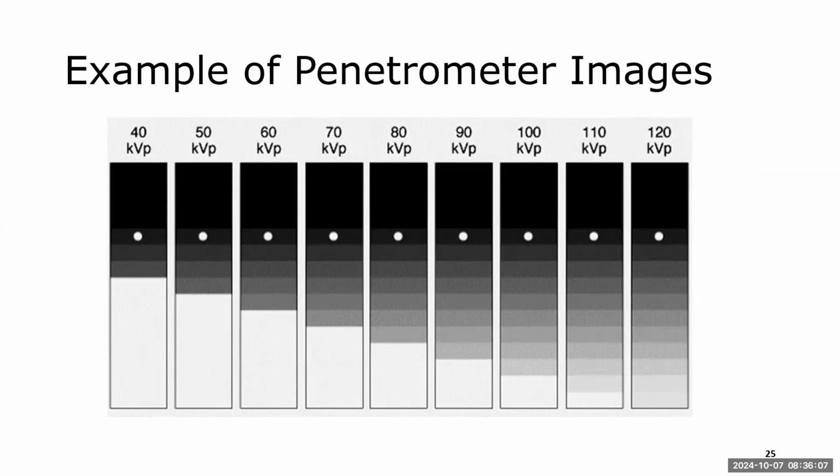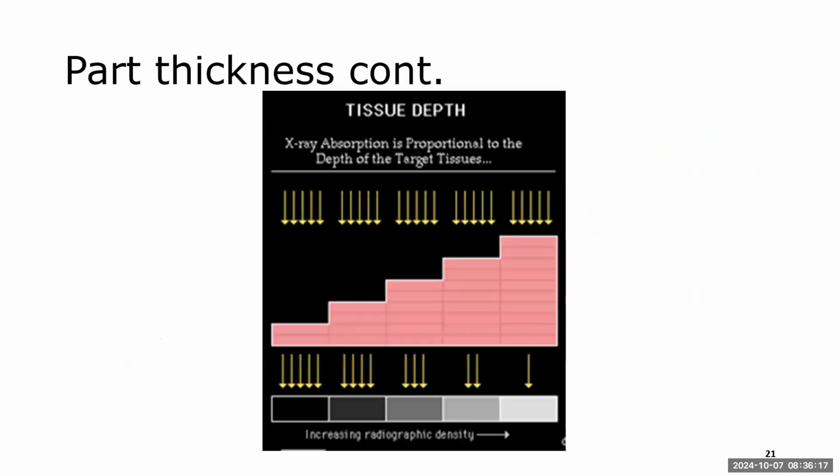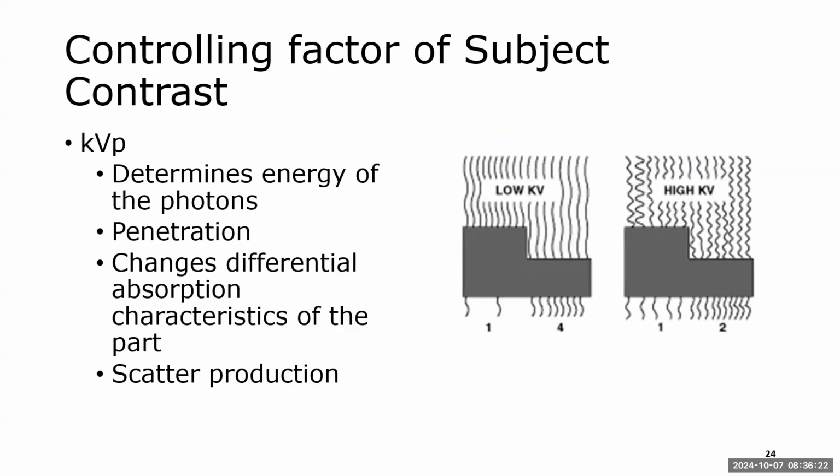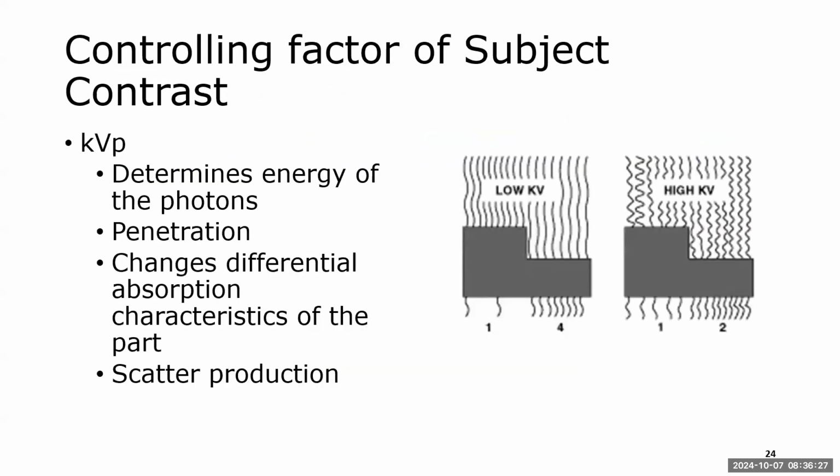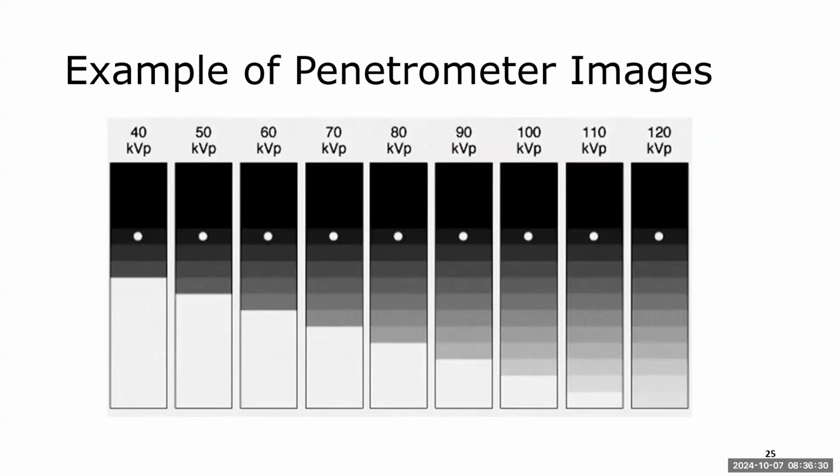A penetrometer is just a step wedge. Darn it, they keep taking the pins out of here. So this would be like this from the side. Okay, is everybody following? Like a set of steps, this would be looking at the set of steps from the side, and this would be looking at the set of steps from straight on. So you can see how the subject contrast changes based upon the kVp that is set, right?